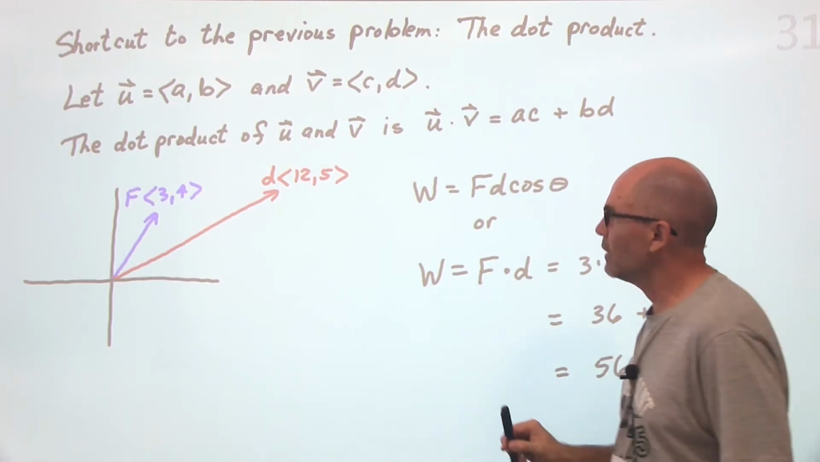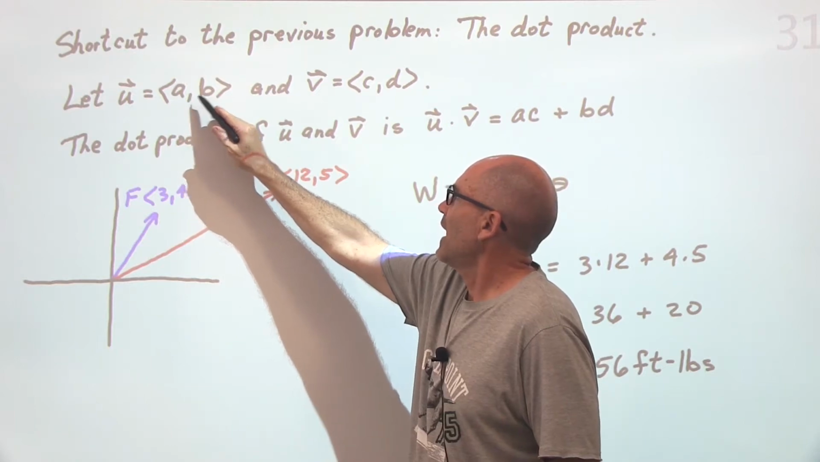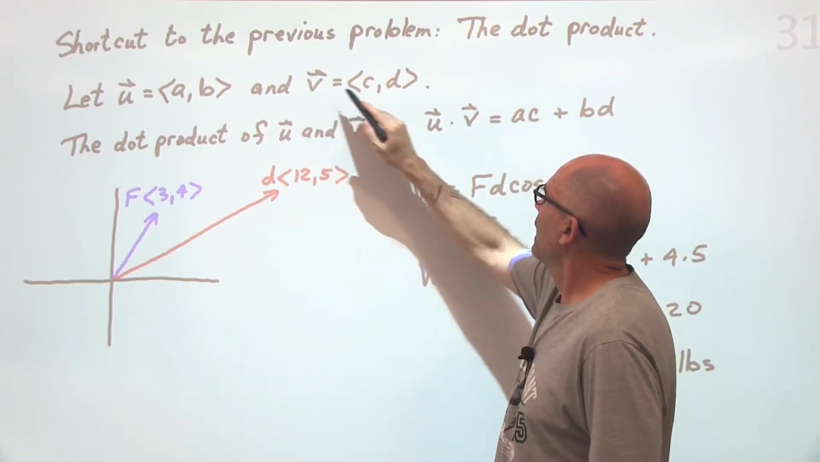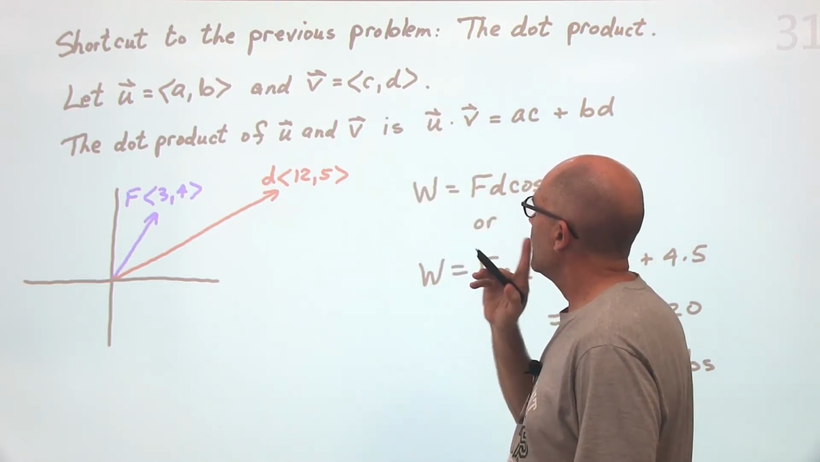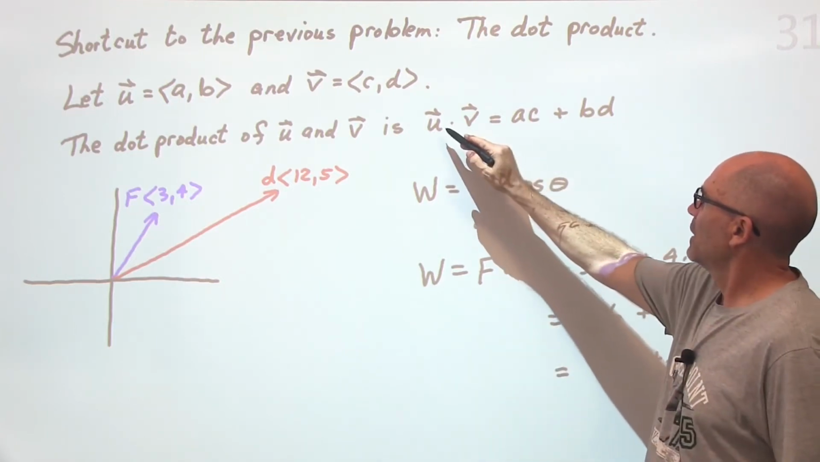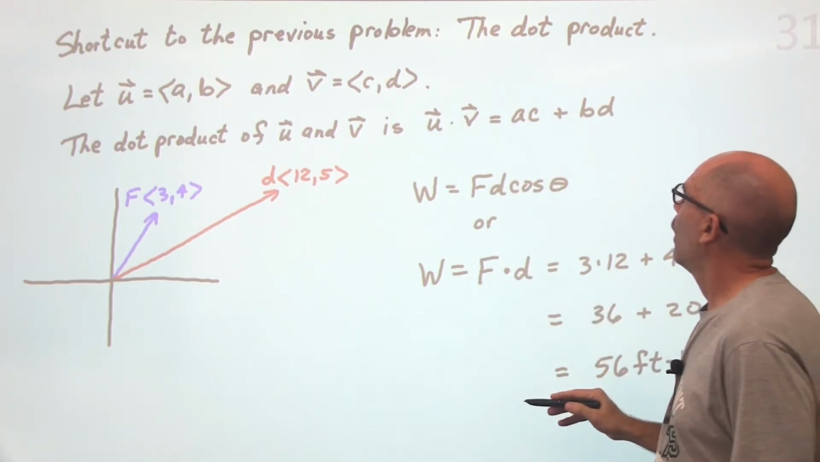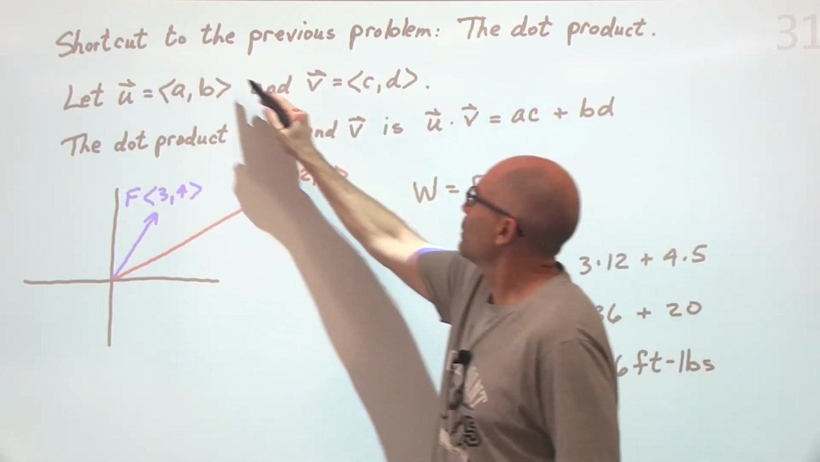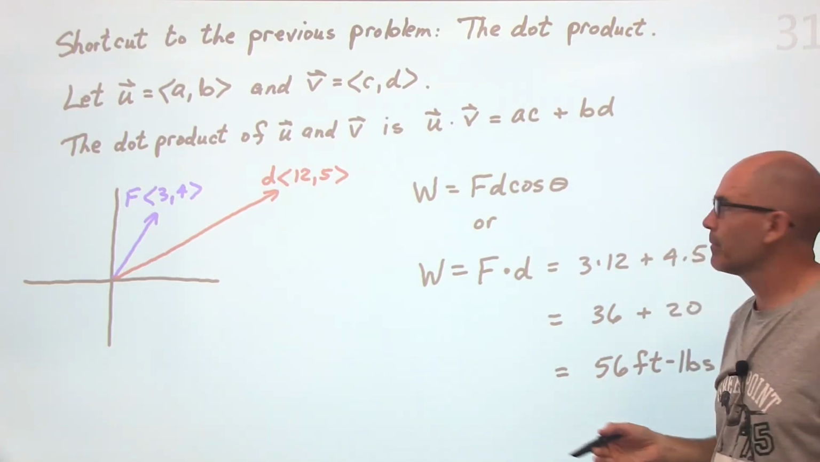Here's what the dot product is. Let U be the vector A, B, so A to the right, B up. And V is the vector C, D, C to the right, D up. The dot product of vector U and vector V is just vector U dot vector V. All we do is multiply the x's, A times C, multiply the y's, B times D, and add them up. That's the dot product.